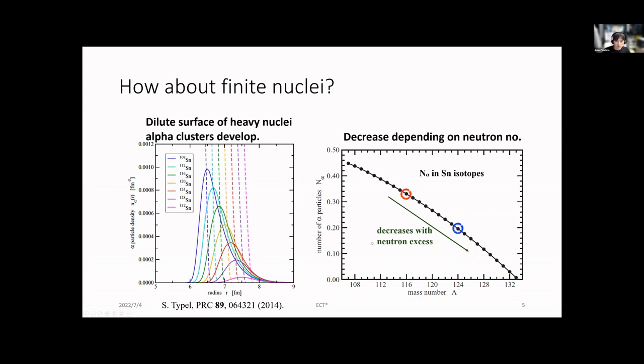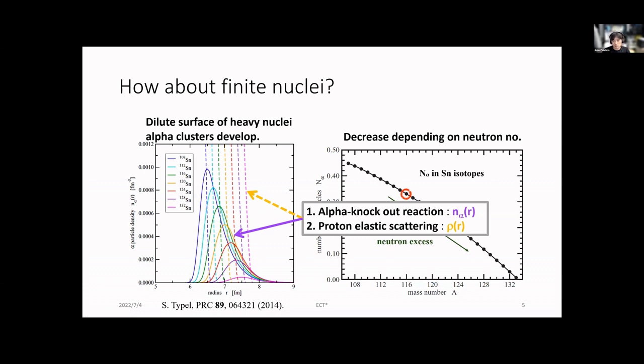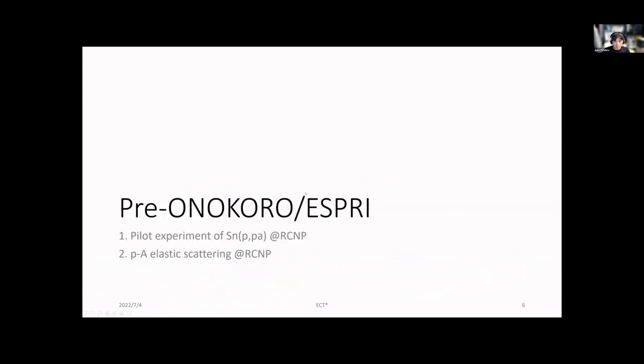We want to see this kind of clustering itself, and for this purpose, we use these two experimental reactions. One is the alpha knockout reaction to deduce the alpha cluster density, and the other is proton elastic scattering to deduce the matter, proton or neutron densities. Let me introduce our previous studies before going to the current project. One is the pilot experiment on tin isotopes at RCNP, and another is elastic scattering at RCNP.